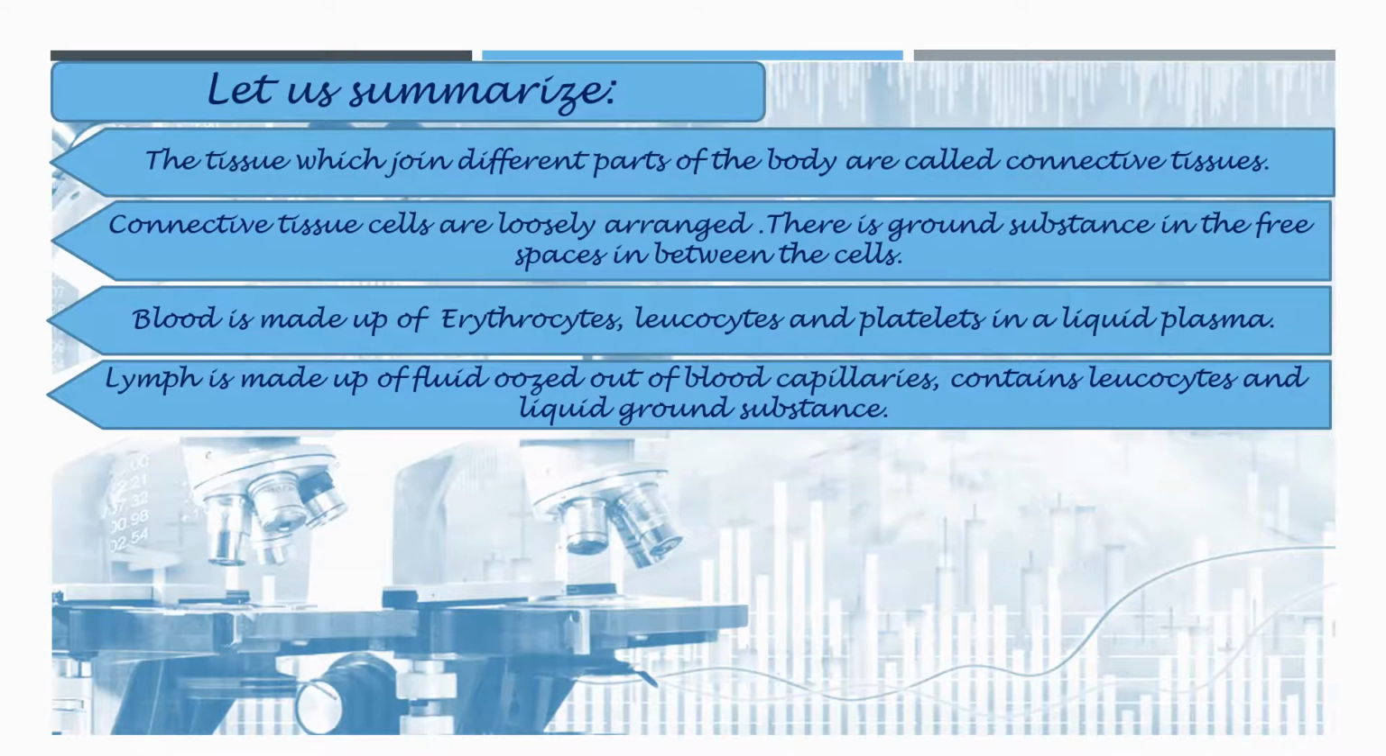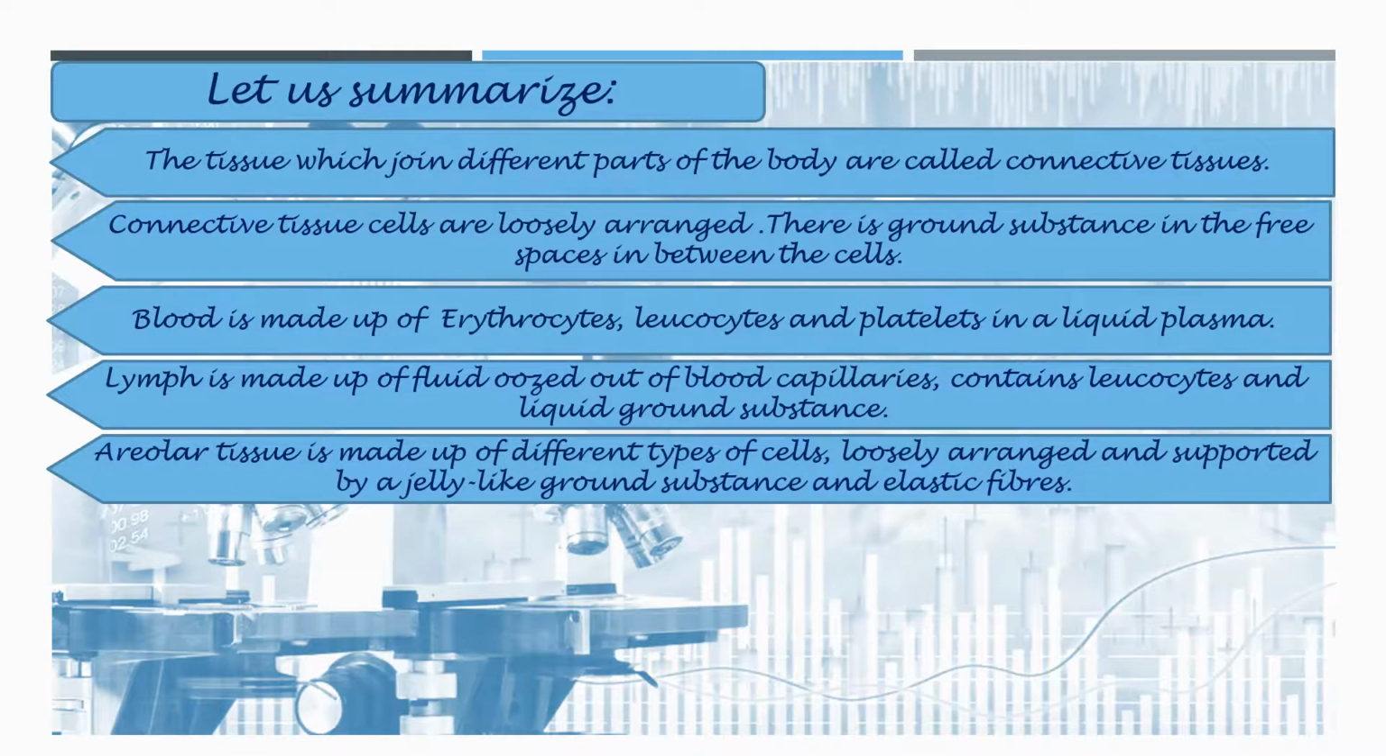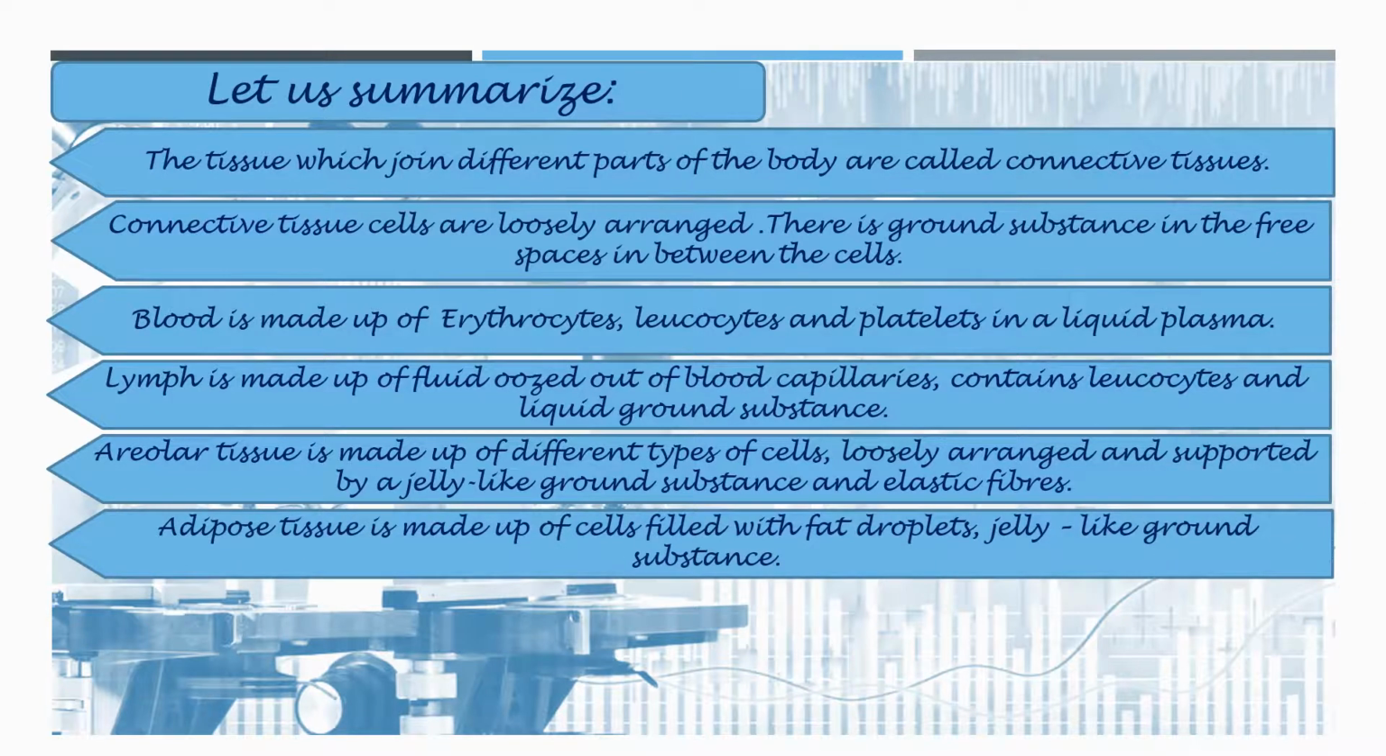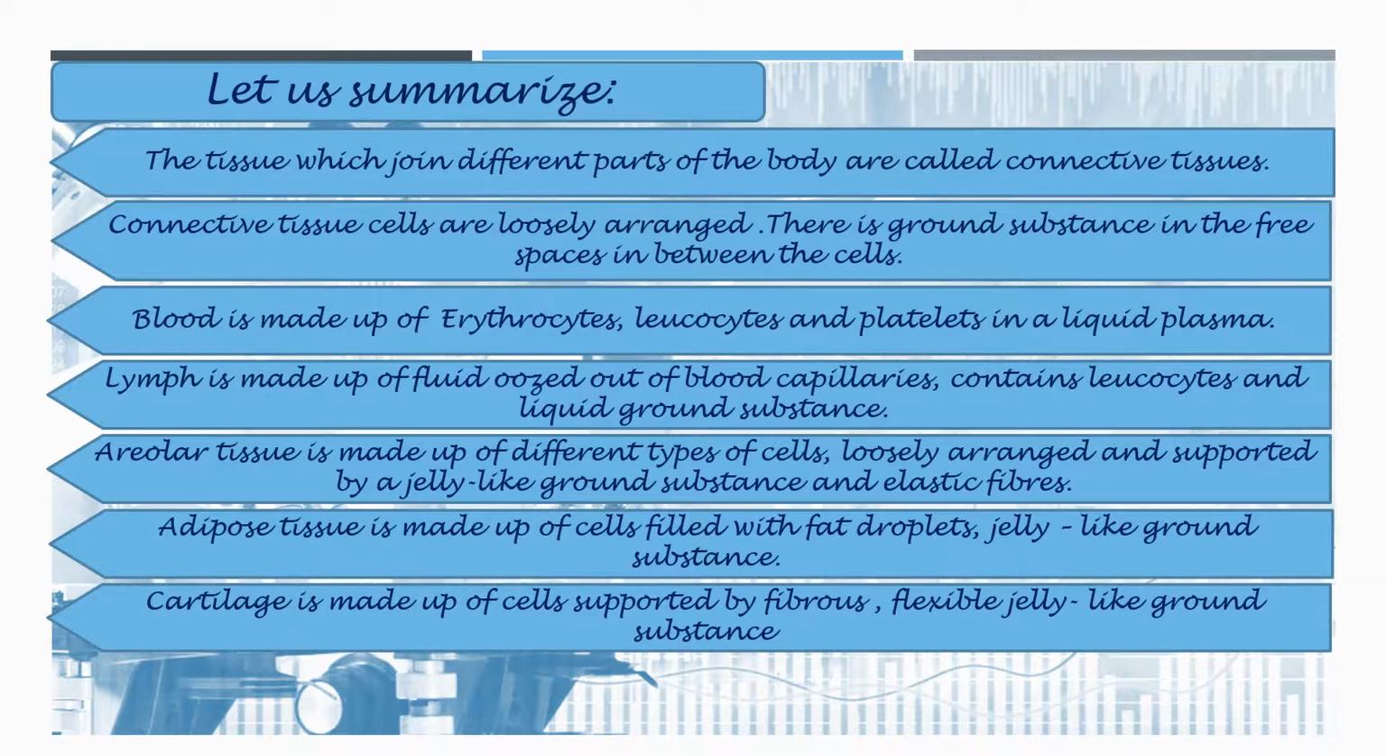Areolar tissue is made up of different types of cells which are loosely arranged and supported by a jelly-like ground substance and elastic fibers. Adipose tissue is made up of cells which are filled with fat droplets and jelly-like ground substance. Cartilage is made up of cells supported by fibrous, flexible, jelly-like ground substance. Bones are made up of osteocytes embedded in solid ground substance made up of calcium phosphate.